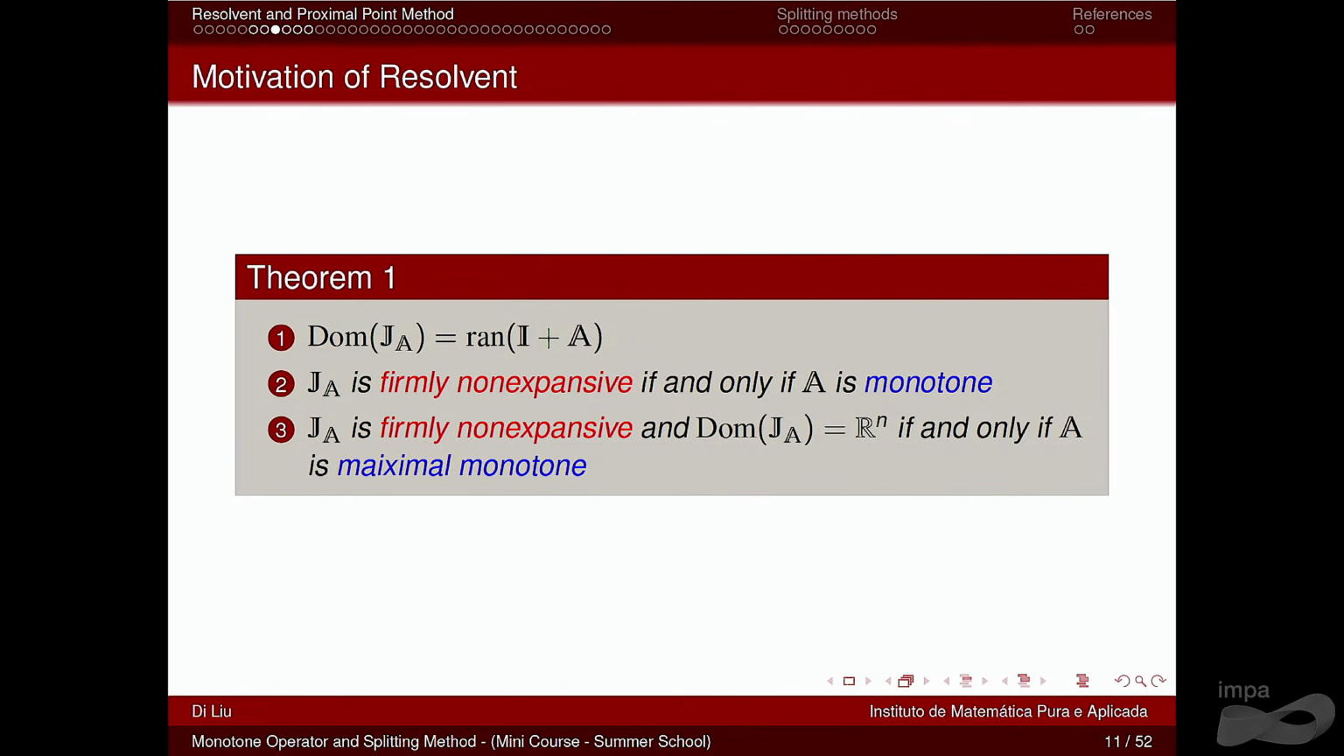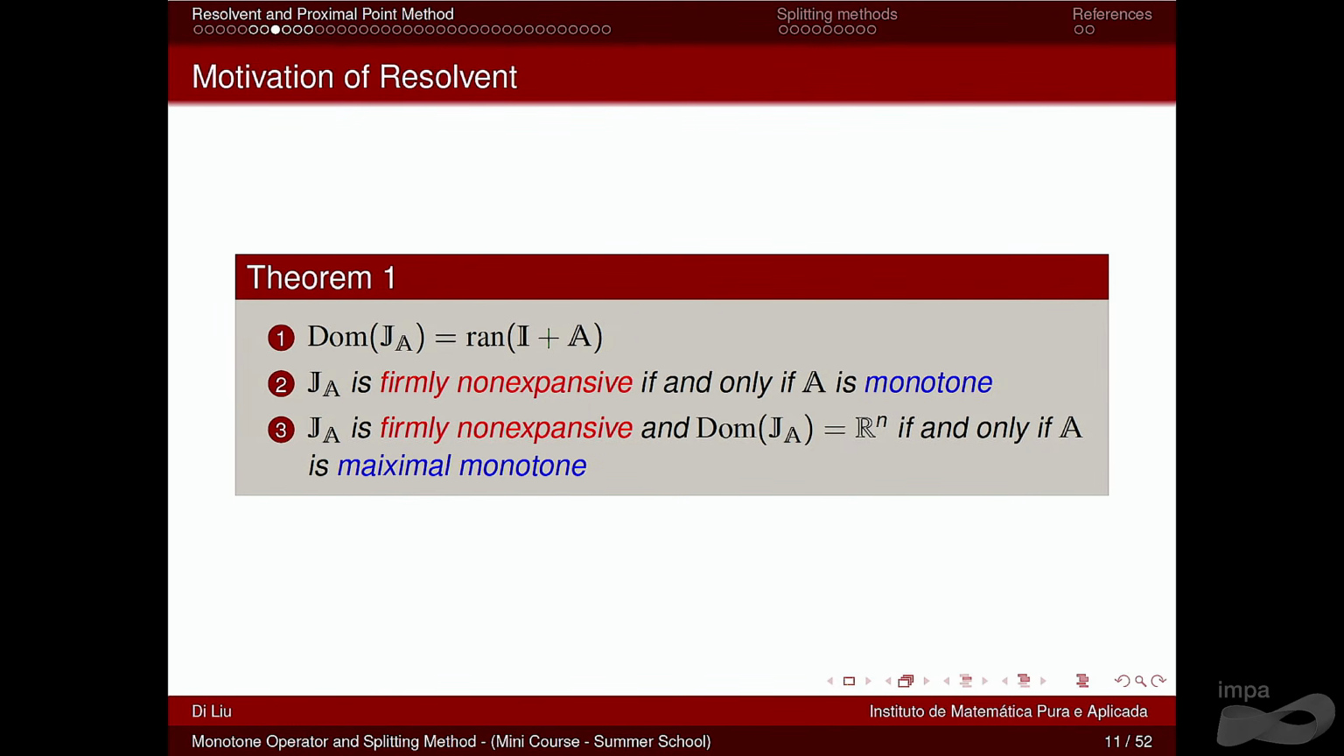But why is maximal monotone very important? Because if A is maximal monotone, we can get a further result: the domain of the resolvent is the whole space. But why is it good that the domain is the whole space?